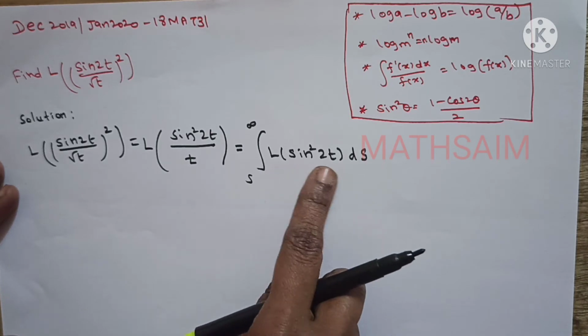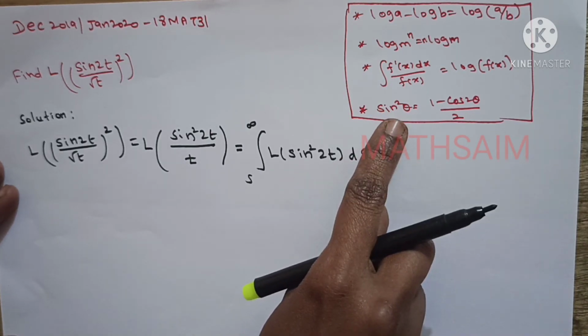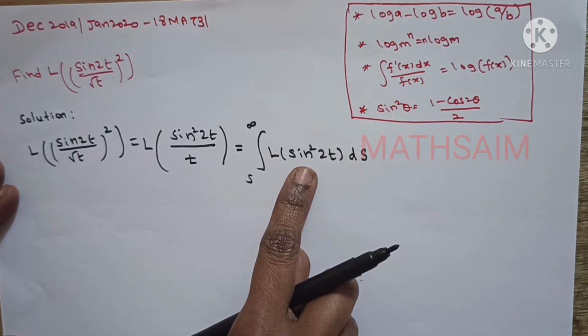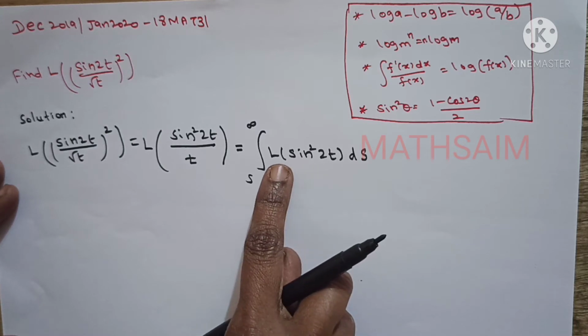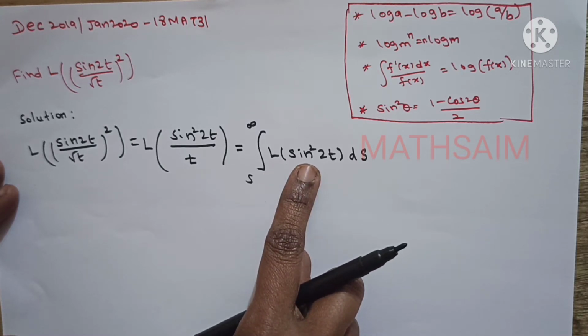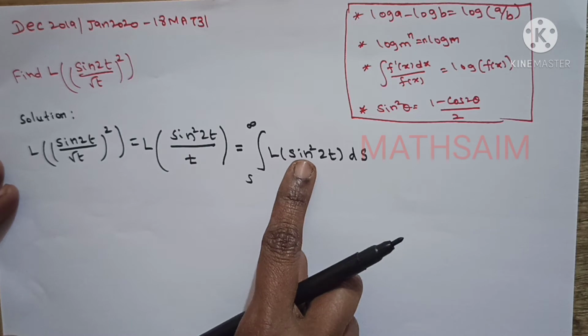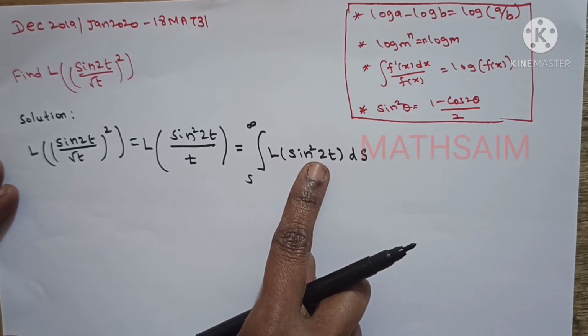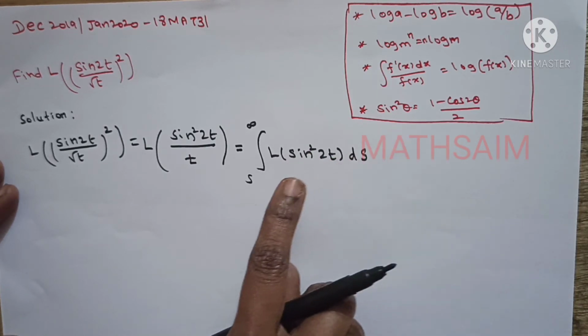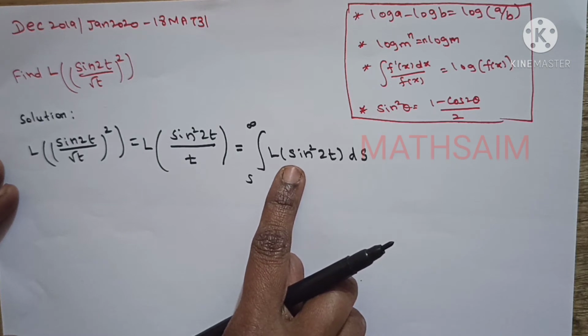Here only we are going to use the trigonometric identity, because Laplace transformation of sine at only we know, but here it is Laplace transformation of sine square 2t that is given. So using this identity only we can solve this one, and you can find the Laplace transformation.